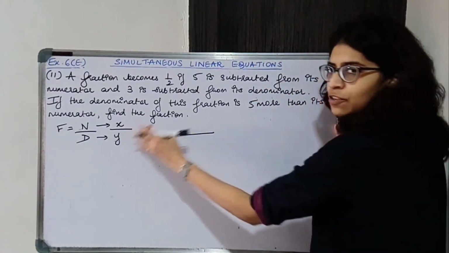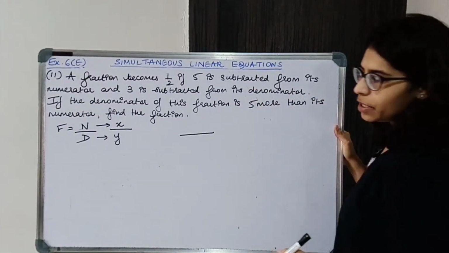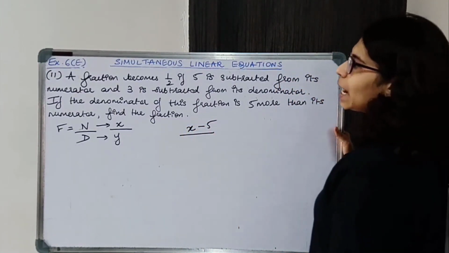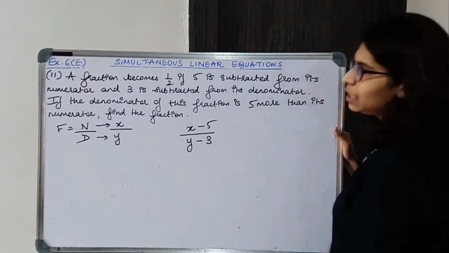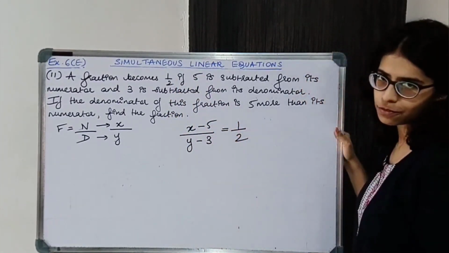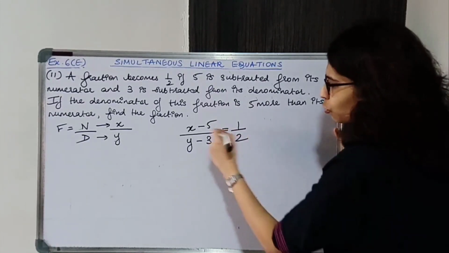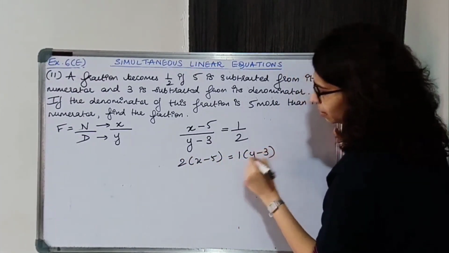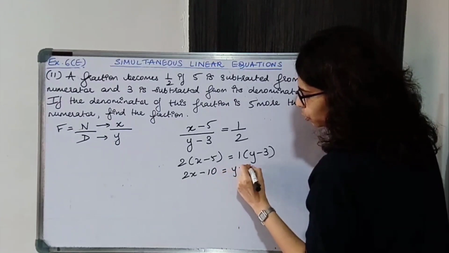In this same fraction we will make the modifications. So if 5 is subtracted from the numerator, numerator is x, we are subtracting 5 from it, and 3 is subtracted from the denominator, denominator is y and we are subtracting 3, then the fraction becomes half, that is it is equal to half. Let's solve this and get one proper linear equation. So cross multiplying, 2 into x minus 5 is equal to 1 into y minus 3. So that will give 2x minus 10 is equal to y minus 3.